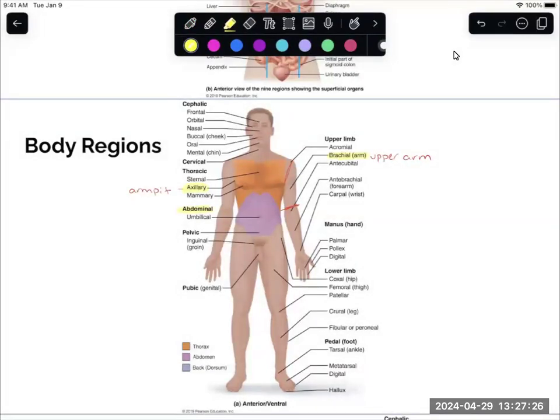Carpal. Carpal is your wrist. There are 8 little bones that make up your wrist. They are known as the carpal bones. They also have their own individual names that you will learn when we get to the skeletal system. But those carpal bones, keep that name, carpal. Cephalic means head. So that's at the top, that head at the top. We went through cervical, but here's cervical as well. That's your neck.